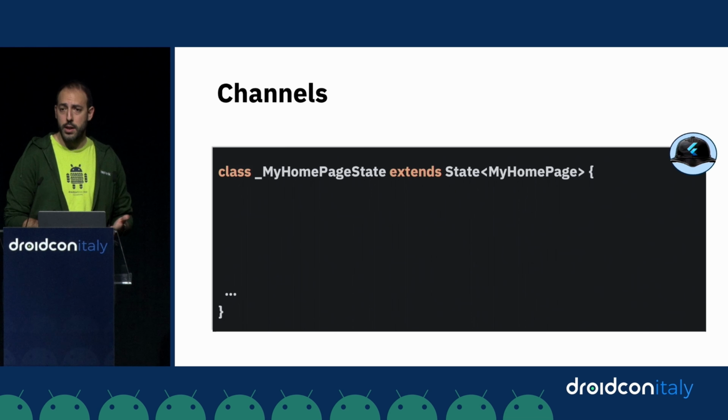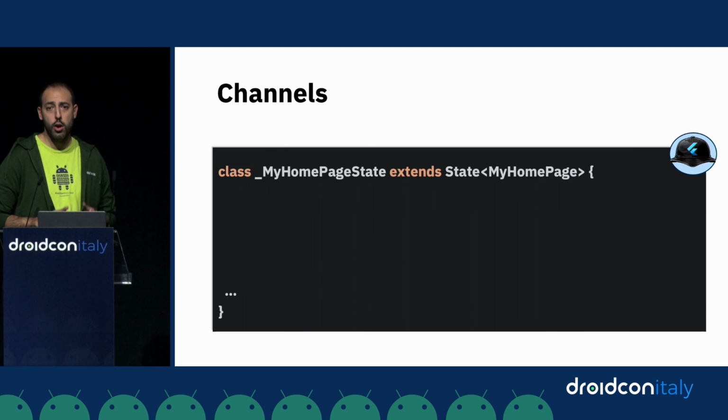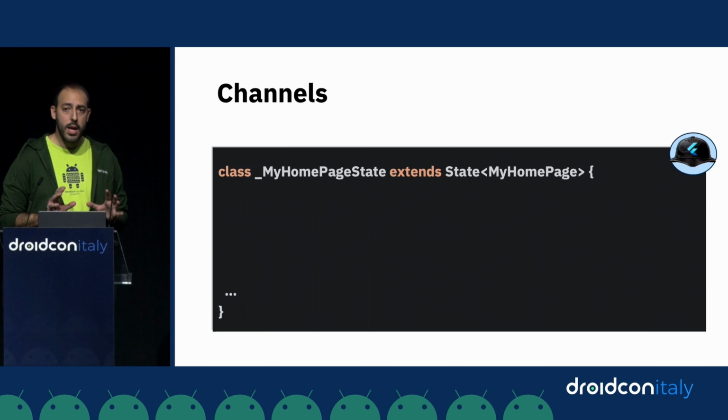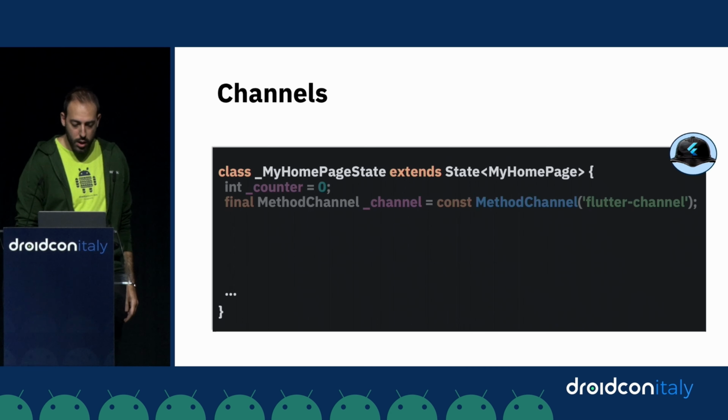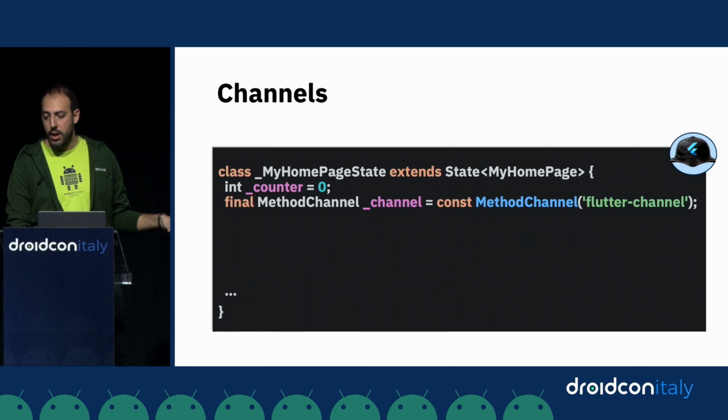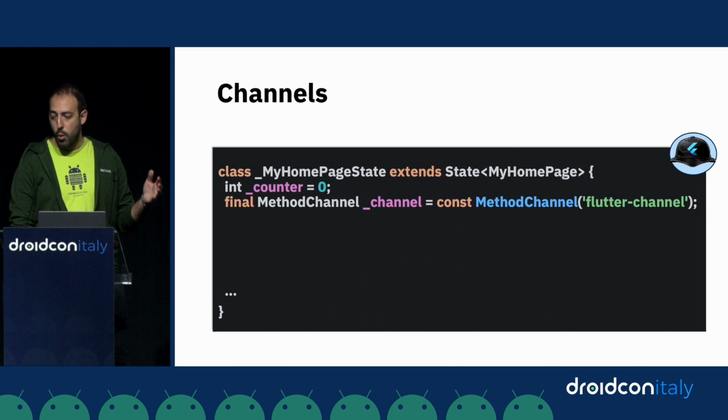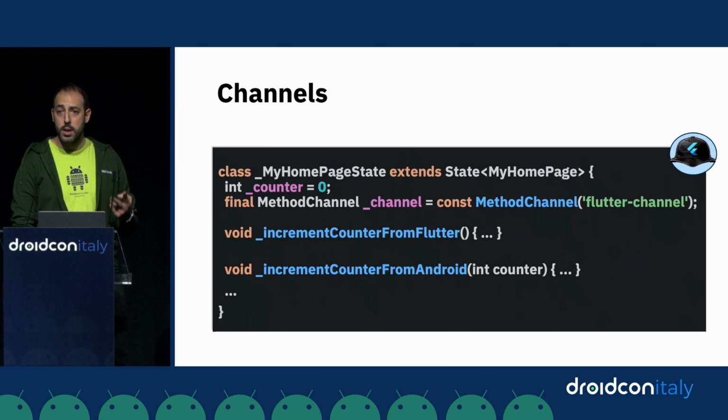There are several channels from the Flutter framework. Today we will focus solely on the method channel, and we have a basic scenario, a counter that we increment with the button, basically. I want to pass the counter between native and Flutter. How to do that? We have the counter instantiated, and we have the method channel with a proper string. In this case it's flutter channel. We have two methods. incrementCounterFromFlutter is incrementing on Flutter. incrementCounterFromAndroid is getting from Android an increment on Flutter.